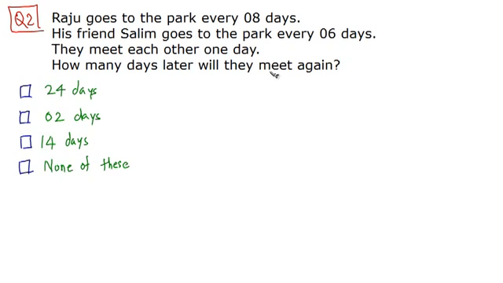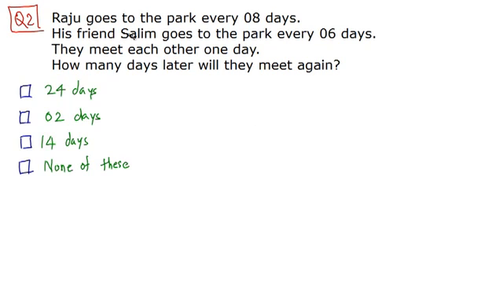Okay, moving on to question number 2. It says that there is a person Raju who goes to the park every 8 days, and he has a friend Salim who goes to the park every 6 days. They meet each other one day, and the question asks you how many days later from that day will they meet again.